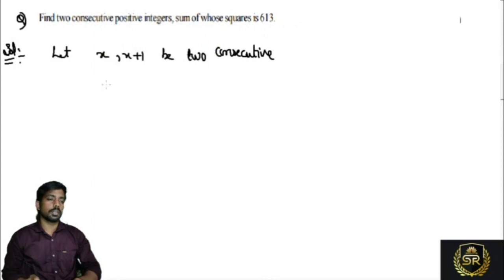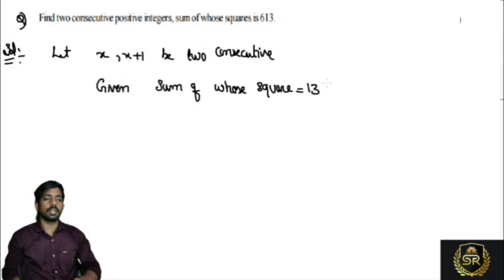Right? So what is given? The sum of whose squares is equal to 613. First do the squares: x square, and this is x plus 1 whole square. Sum is addition, so the sum is equal to 613.